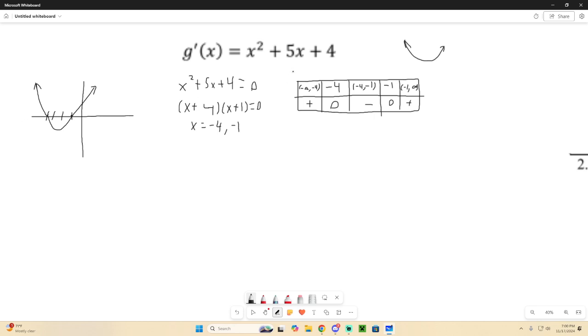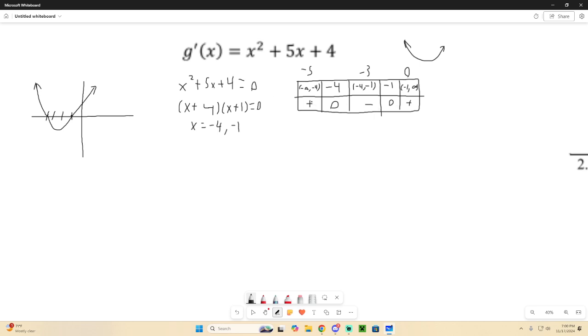Now another way to do this, which might be helpful to some people, is we can just find a number in each interval. We can find a number in here, so -5. We can find a number in here, so like -3. And we can find a number in here, so like 0. Then we can just plug -5 into here, you'll get a positive number. Plug -3 into here, you'll get a negative number. And plug 0 into here, you'll get 4, which is a positive number. And that's how you can fill out the chart that way.